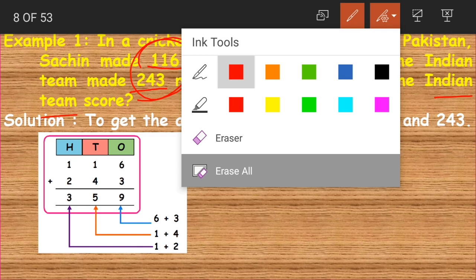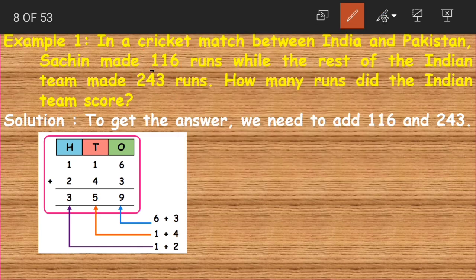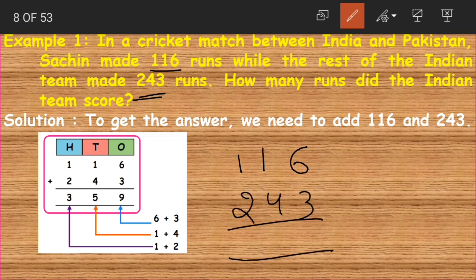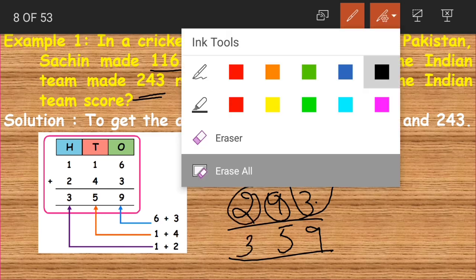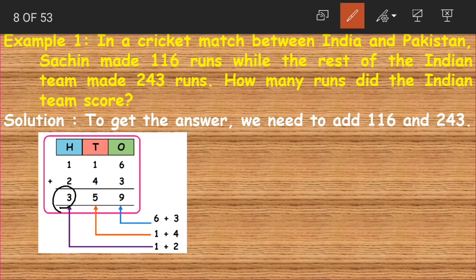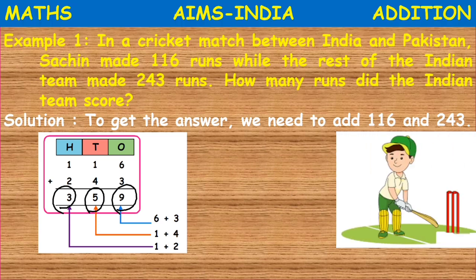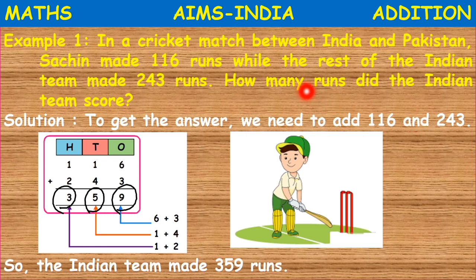Now how will we do it? As shown in the picture here, we first wrote the number 116 and then 243. We'll start counting from the ones. 6 plus 3 becomes 9, and then 1 plus 4 becomes 5, 1 plus 2 becomes 3, right children? What answer did we get? 359. So we can say that the Indian team made 359 runs.